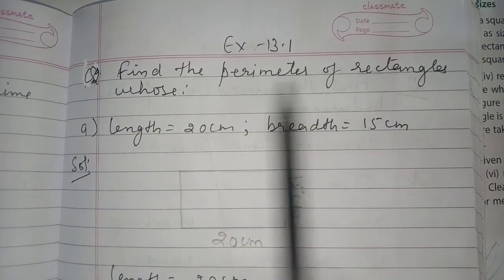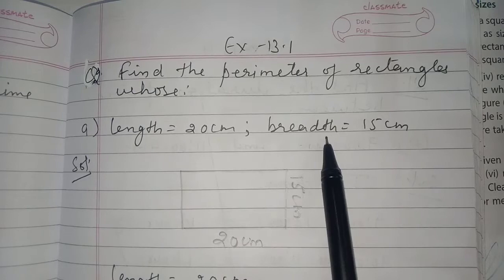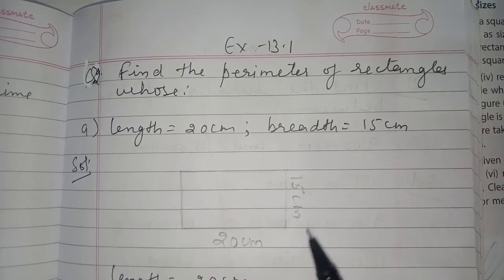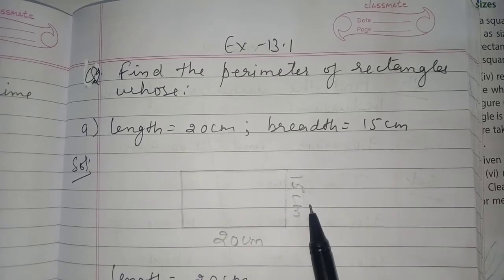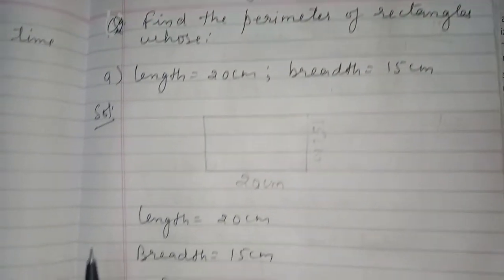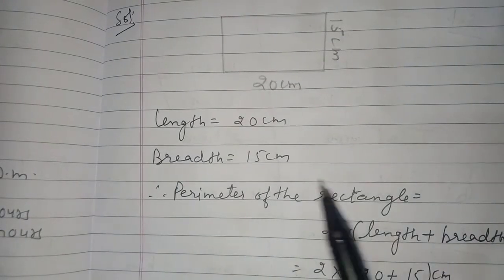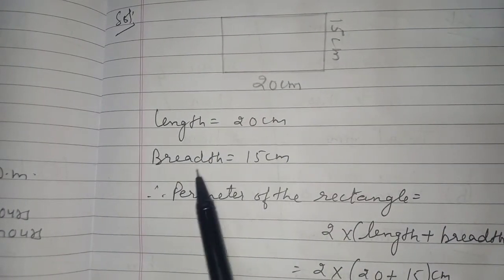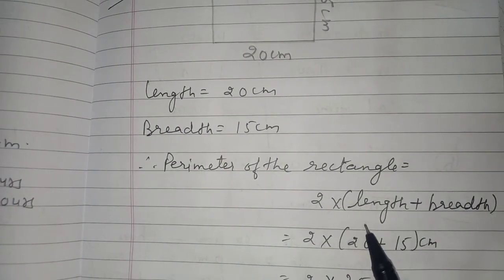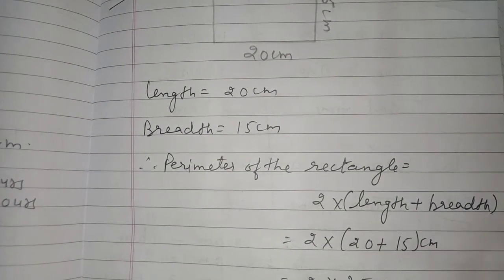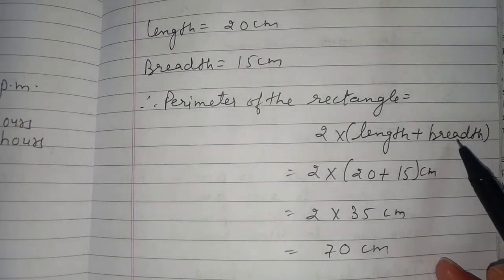Question number 2. Find the perimeter of rectangles whose length and breadth is given. So let us draw a figure for it. We have to draw a rectangle and label its length and breadth. So let us write the information which is given to us, that is length 20 centimeter, breadth 15 centimeter. Therefore perimeter of the rectangle will be 2 into length plus breadth. Now this is the formula.